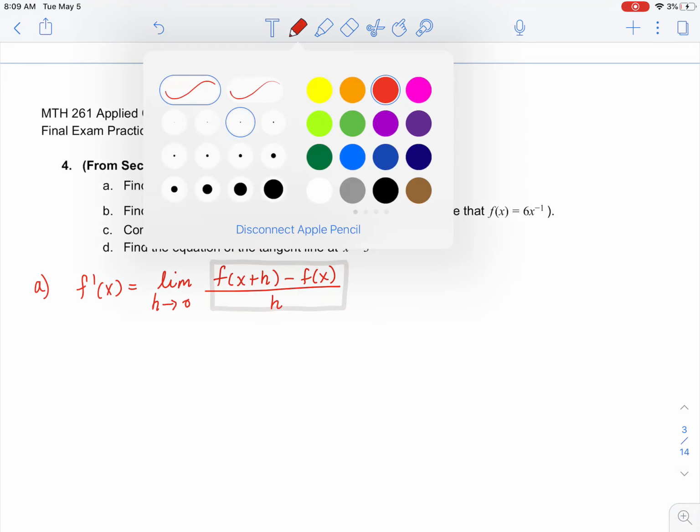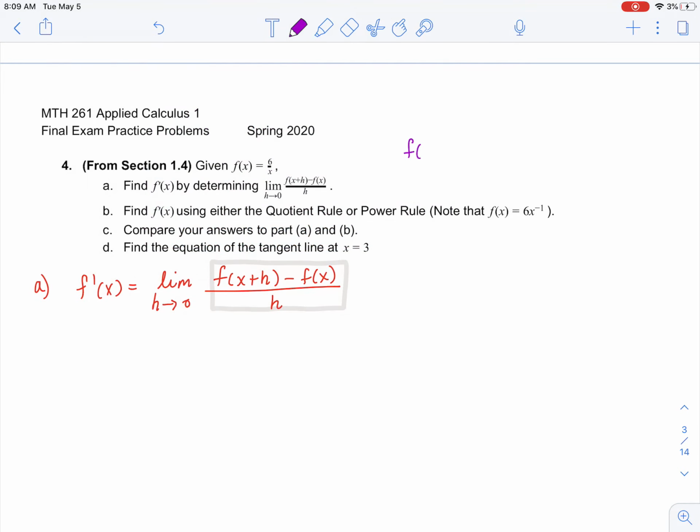Okay, so what is f of x? F of x is 6 divided by x, and f of x plus h, that's another puzzle piece that we need, is simply 6 divided by what? X plus h. So what we will need to do is subtract these two, put that as a numerator, and then divide it by h, right? The numerator piece is just algebra. Let's go ahead and take care of this.